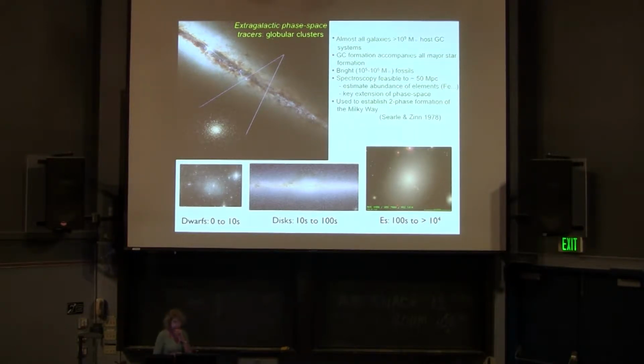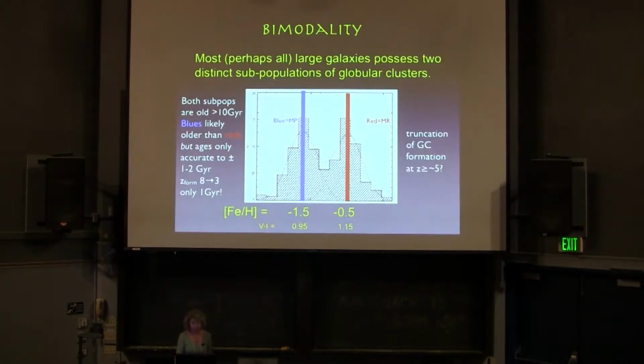assembly history. And I just want to remind you that in the watershed paper back in 1978, Searle and Zinn used globular cluster velocities, metallicities, and positions to understand that the Milky Way galaxy had a two-phase assembly history, or an inside-out assembly history. So that's a sort of a precursor to the work that we're doing in the SAGES group today.